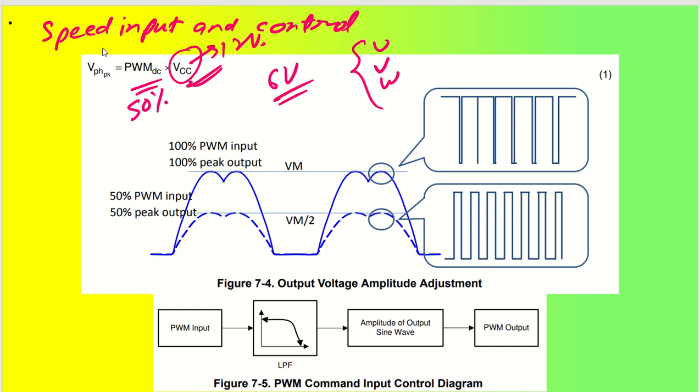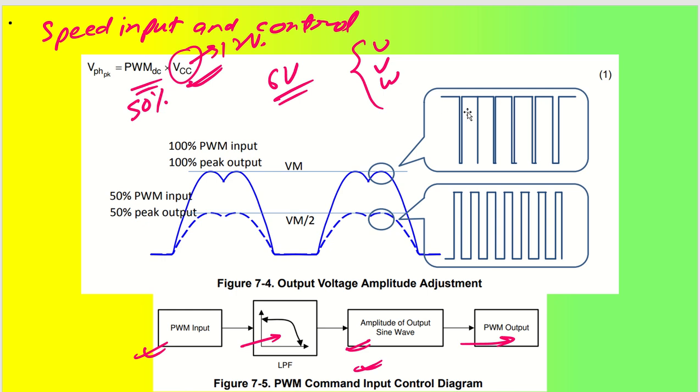So the motor speed and control will basically be set by this PWM signal, which can go up to 100% as well. If you put it at 100%, my VM will be equal to your VCC supply. If it is 50%, then it will be half of the supplied voltage. How does the PWM command input control work? Basically you give the PWM input, then it passes through a low pass filter, then it determines the amplitude of the output sine wave, and then it goes to the PWM output, okay?